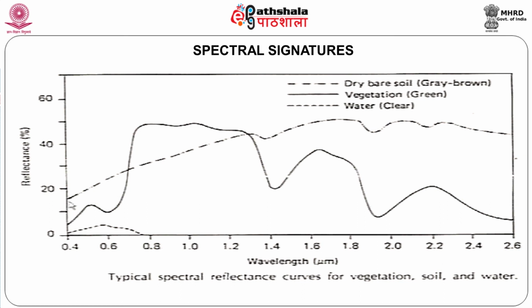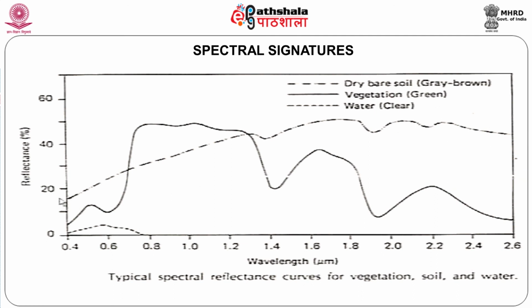And if you see here the dry barren soil, there is a steady increase in the reflectance from blue to infrared. But when you come here, it again increases, then falls down a little in the thermal infrared, and again increases and falls down, and it varies here in different shades.